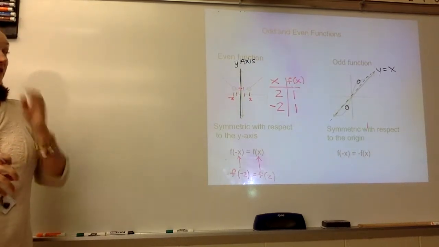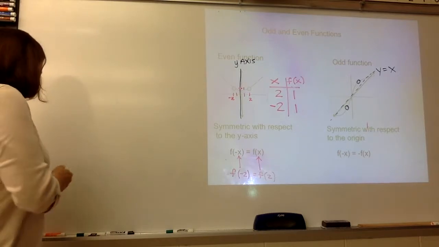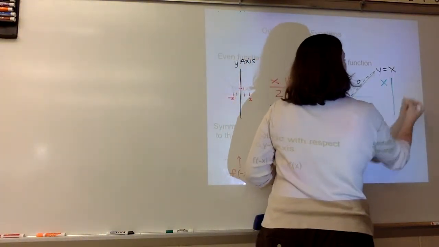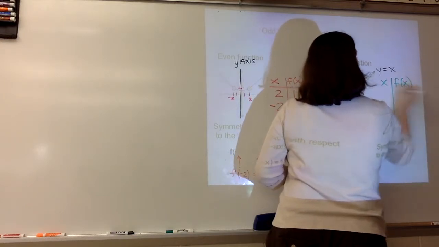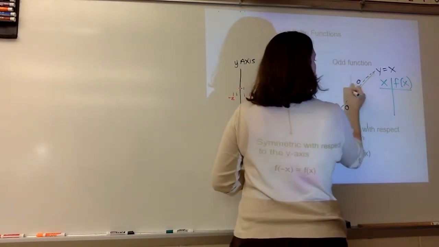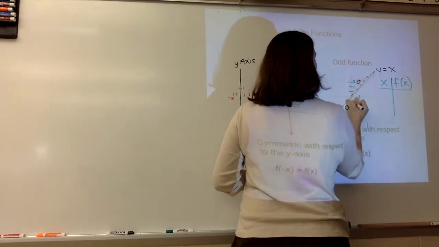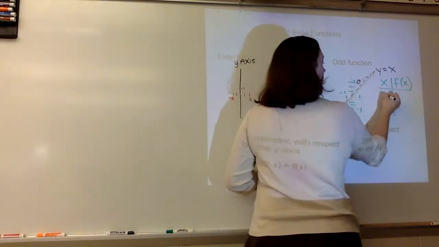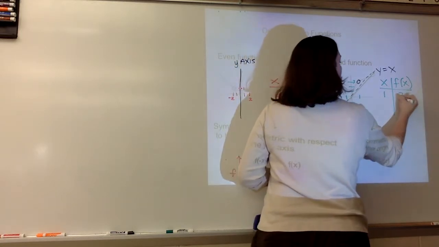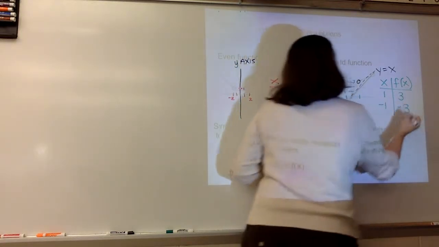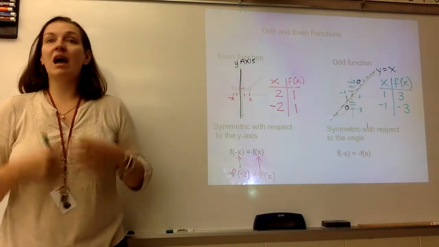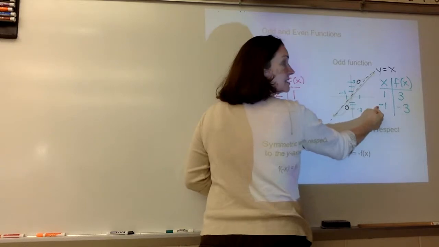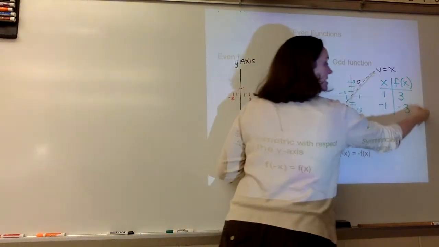Moving on to your odd function. If I look at my odd function, I'm going to have an x and an f of x. So let's say this is 1, 3, just making it up. So this is going to be negative 1, negative 3. If you have an odd function and you're examining the points in a table, you're going to have a sign flip and a second sign flip.